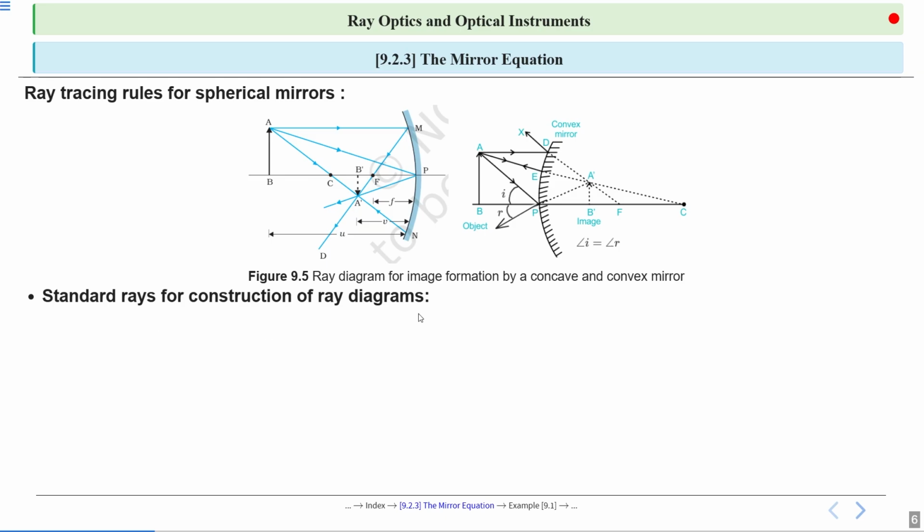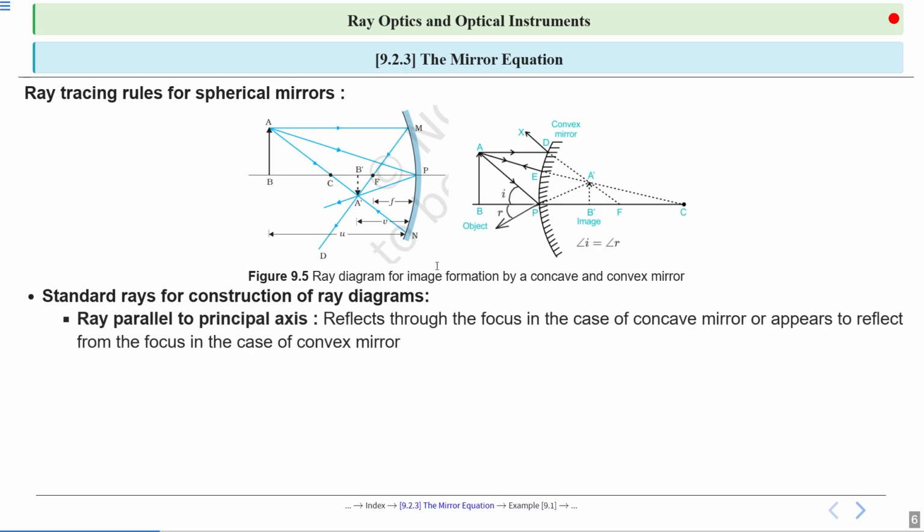So, standard rays for construction of ray diagrams. To find where the image is formed, we take at least 2 rays. So 2 rays are taken based on these standard rays. Okay, so these are standard rays: the ray coming parallel, the ray falling on the pole, the ray passing through the center of curvature, or the ray passing through the focus. These are the standard rays that can be used for the image formation in the ray diagram.